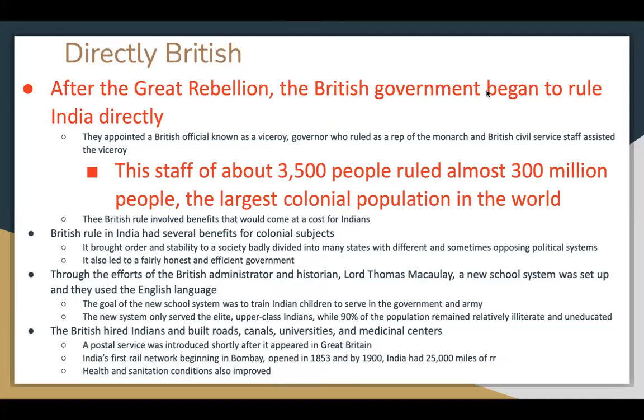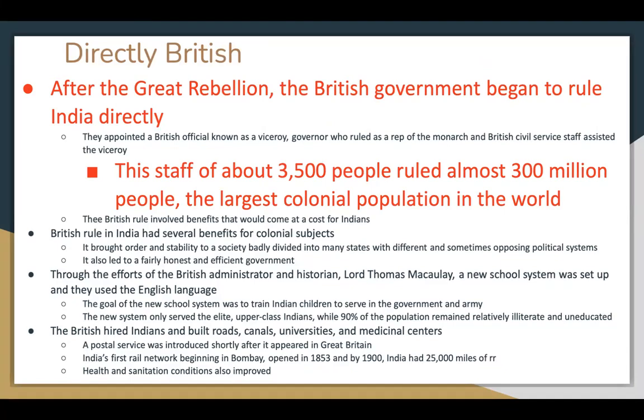All right, directly British. So after the Great Rebellion, the British government began to rule India directly. They had been ruling it indirectly through the British East India Company. They appointed a British official known as a viceroy, who is a governor who ruled as a representative of the monarch, and the British civil service staff assisted the viceroy. This staff, about 3,500 people, ruled almost 300 million people, the largest colonial population in the world.